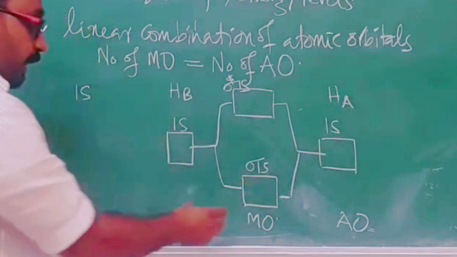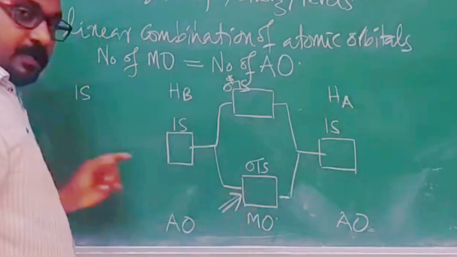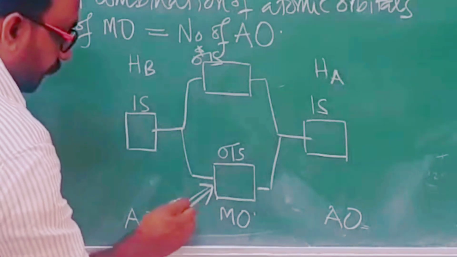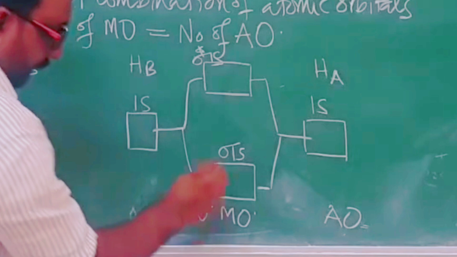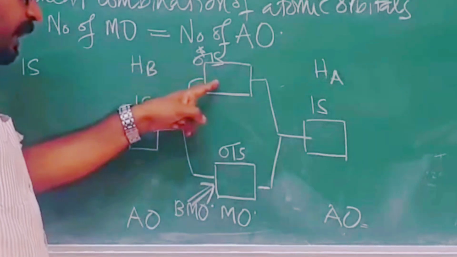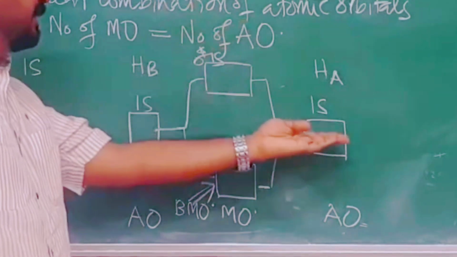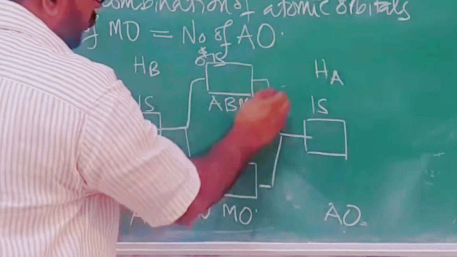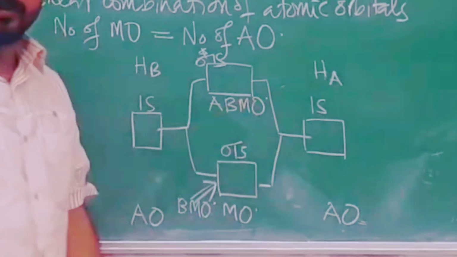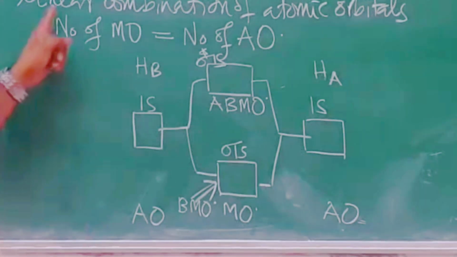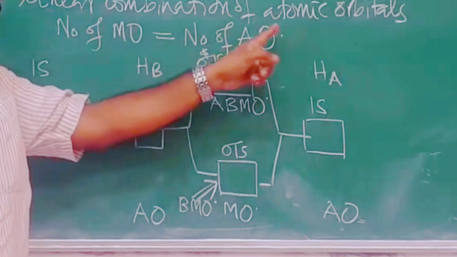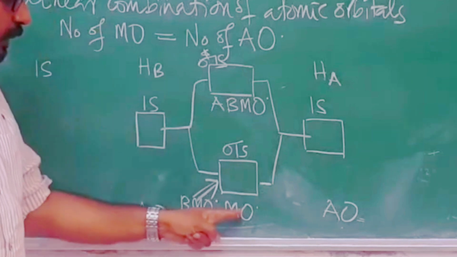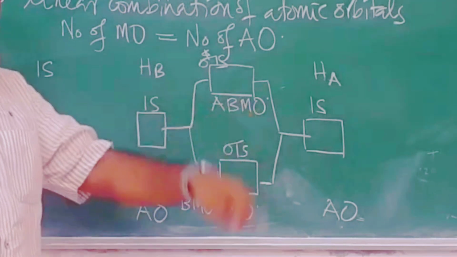And the molecular orbital which has lesser energy than the starting atomic orbital is what we call bonding molecular orbital. And the molecular orbital which has more energy than the starting atomic orbital is what we call ABMO. It's called anti-bonding molecular orbital. We are understanding the molecular orbital is formed by linear combination of atomic orbitals. There are two types of molecular orbital. One is bonding molecular orbital. The other one is anti-bonding molecular orbital.